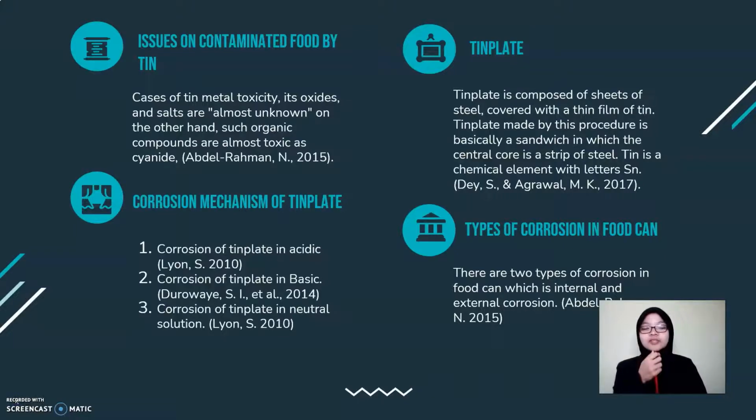Next is corrosion of tin plate in basic conditions. The result shows that weight loss and corrosion rate decrease with a rise of pH values from 7.2 to 11.2. This indicates that the weight loss was directly proportional to corrosion rate.